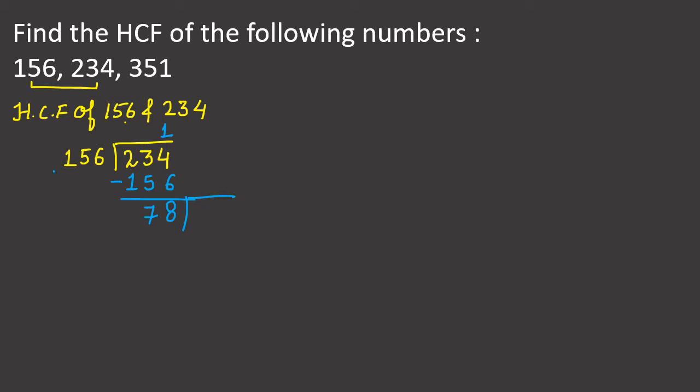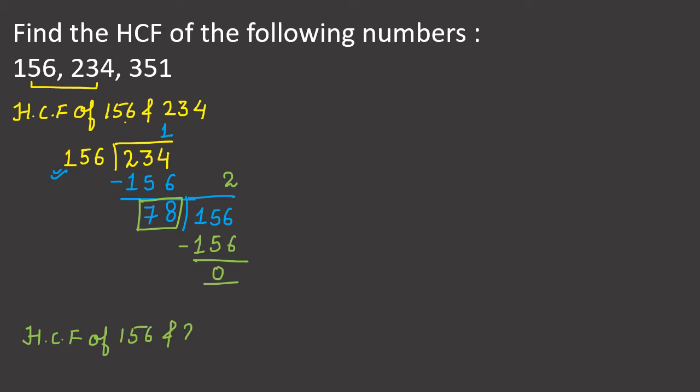Write the next dividend, which will be 156. 156 divided by 78. It will be 78 twos are 156. Subtract them, remainder is 0. Therefore, 78, which is the last divisor, it will be the HCF of 156 and 234.